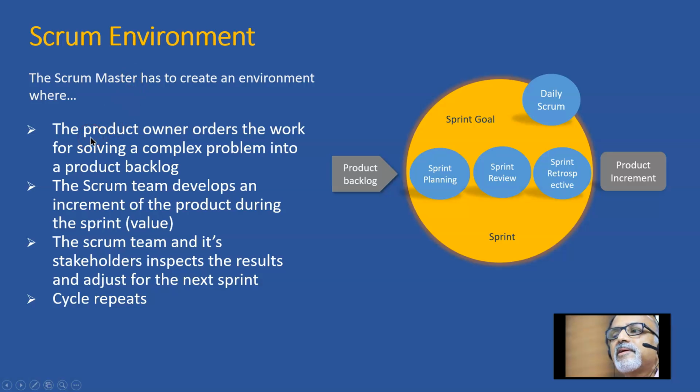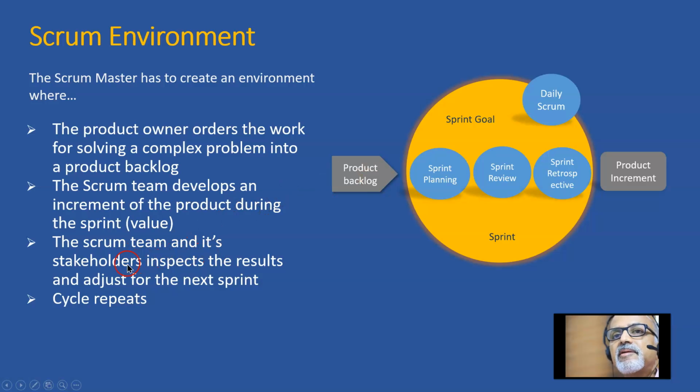The environment we are seeking here is the product owner orders the work for solving a complex problem into a product backlog. So the product owner creates a product backlog. The Scrum team develops an increment of the product during the sprint. So here we have the sprint. So the Scrum team develops an increment of the product backlog during the sprint.